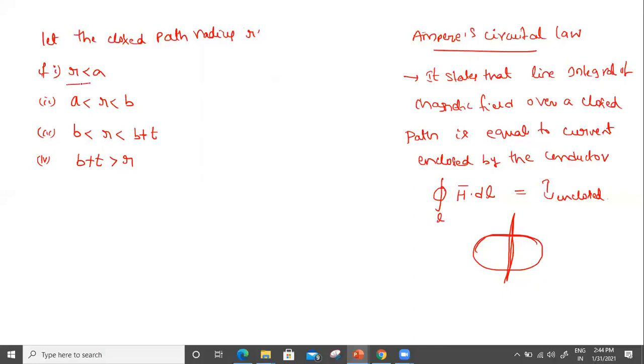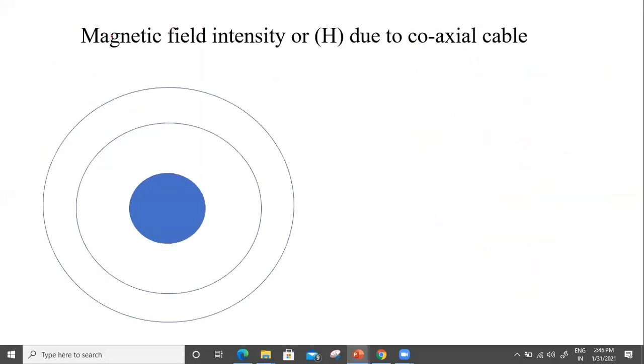Let me discuss the first case. In order to discuss the first case, let me consider the same diagram. Here, R is less than A, which means the closed path is inside the inner conductor. We know that the radius of the inner conductor is A. The R path will be like this. This is R. With the help of Ampere's circuital law, we need to find the magnetic field intensity.